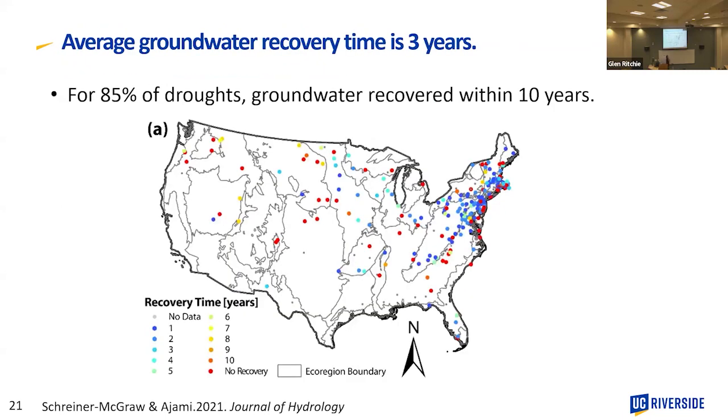Then we looked at recovery time. Okay, if it takes a long time for this drought to propagate, how long does it take for groundwater to recover? On average, if you are looking at continental scale data, it takes about 3 years for groundwater to recover. But in most cases, actually, this recovery time could be longer, maybe 10 years. And in some cases, we had 30 years of data. The groundwater never recovered from the droughts.